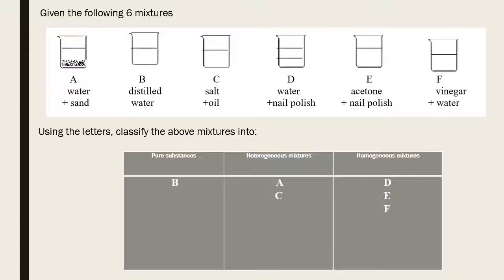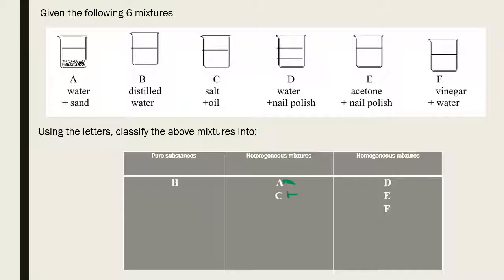So first of all, we have water and sand. Remember, we said that the sand and water do not mix, so it is a heterogeneous mixture. So there we go, this is where we've written A in the heterogeneous mixture. B is distilled water. Distilled water is a pure substance. Then we have salt and oil. Salt and oil do not mix. Salt does not dissolve in oil, so it is also a heterogeneous mixture.